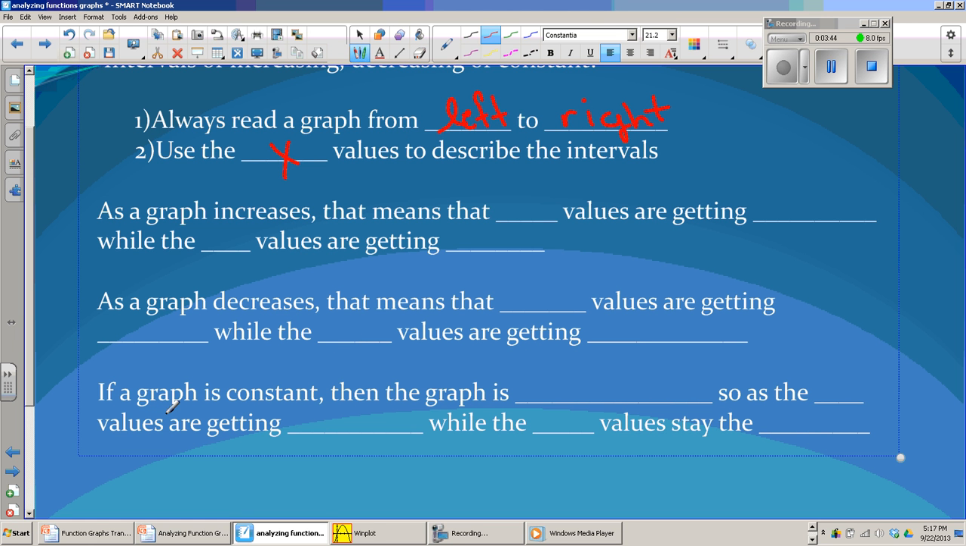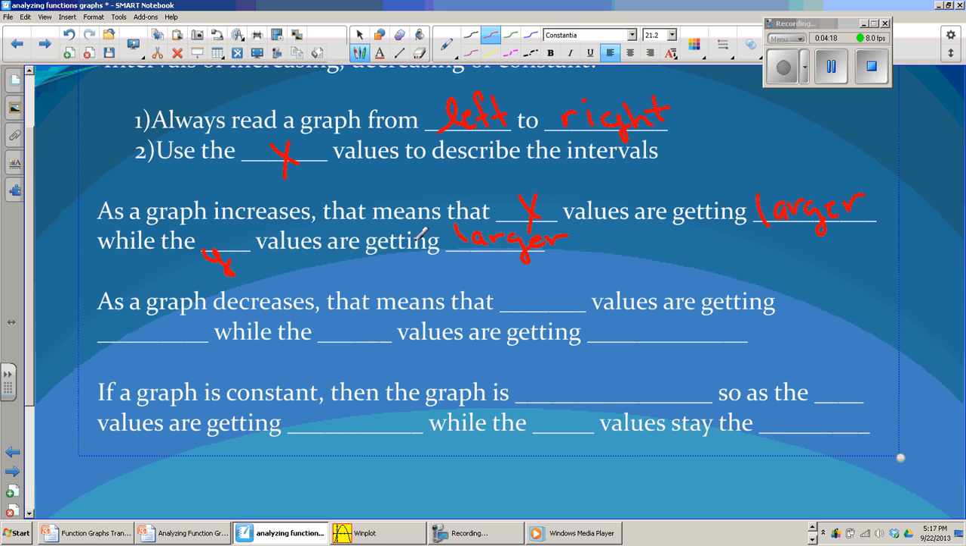So when we talk about it, we'll say a graph will be increasing when the x values are getting bigger or larger when the y values are also getting bigger or larger. Now, not only do we say larger, but we say that they are approaching positive infinity. So keep that in mind as well.